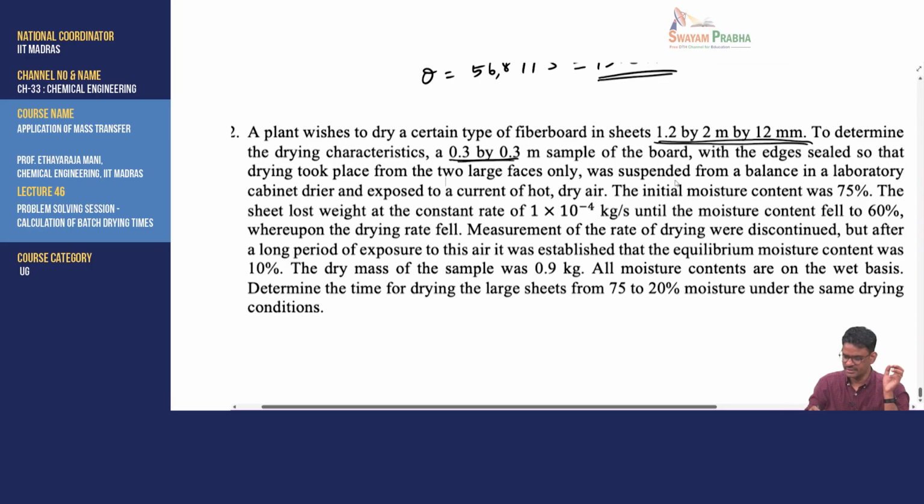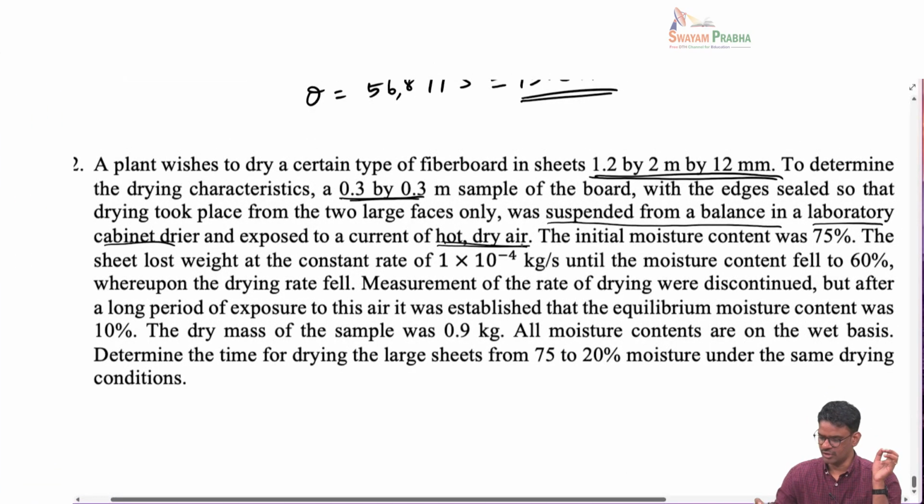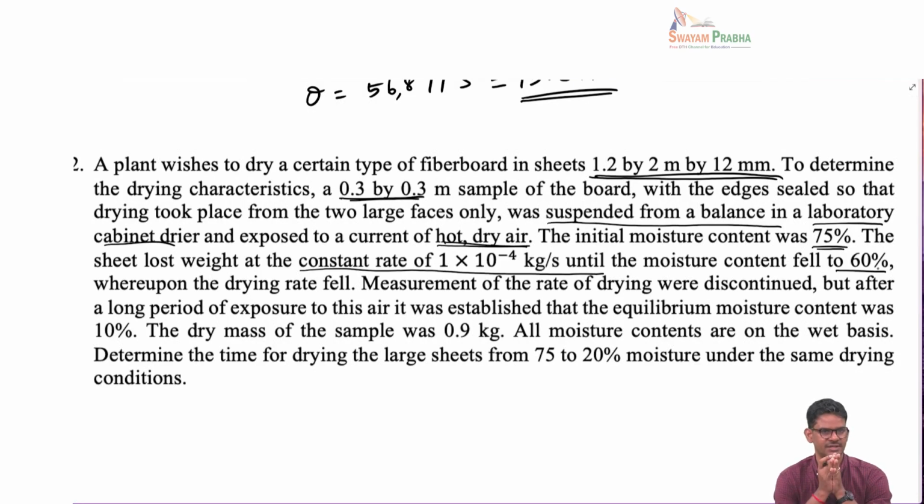This is suspended from a balance in a laboratory cabinet dryer, and is exposed to hot dry air. Initial moisture content was 75%. The sheet lost weight at a constant rate of 10 power minus 4 kg per second until the moisture content fell to 60%. So from 75% wet basis to 60% wet basis, the drying rate is constant, whereupon the drying rate fell. So after 60% the drying rate fell. Now the measurement of the rate of drying was discontinued; the moment it was seen that the rate is falling, no measurement was done.